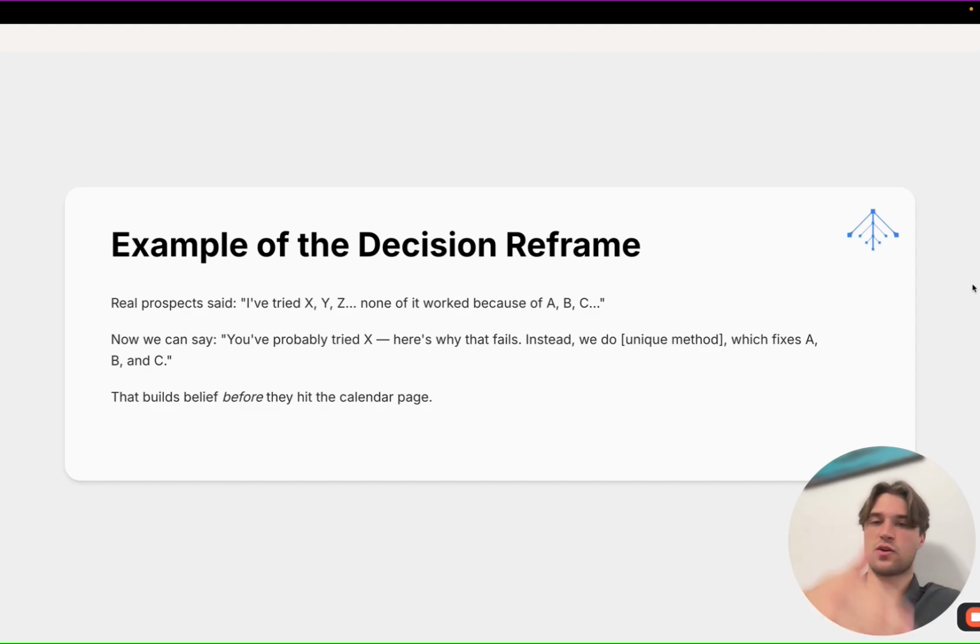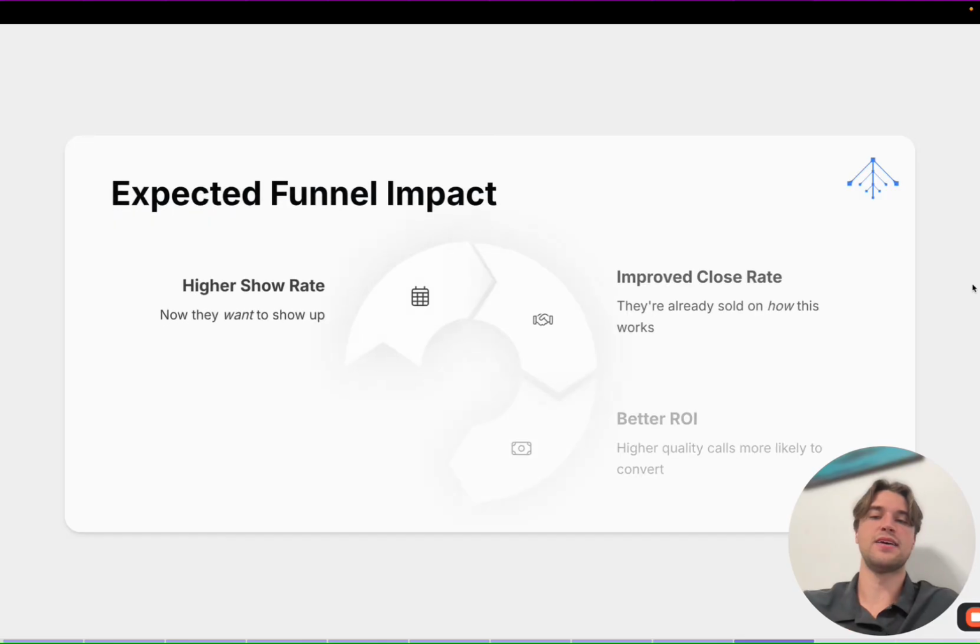And you start listing off all the stuff, like what they say, the reasons they don't think it worked. And then you say, instead, we do unique method, which fixes this kind of stuff, which is the core problem. And that builds belief before they hit the calendar page. So you're pre-selling them on the solution. So when they get to the call, they're ready to buy.